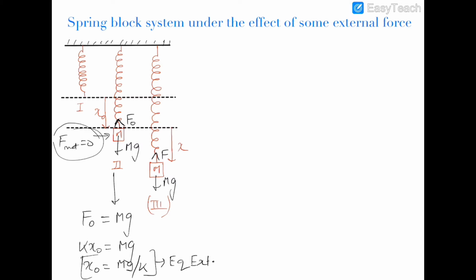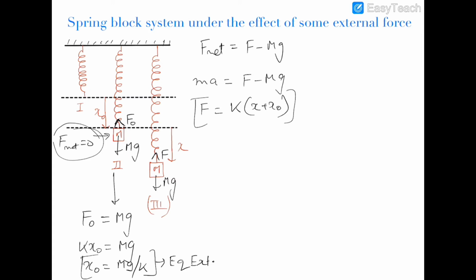So the net force, F net, is equal to F minus mg, and this net force is equal to ma, so ma is equal to F minus mg. Now you can see that this force F will be equal to k(x plus x naught), because we all know that in the formula F is equal to kx, this x is the displacement of the object from the mean position. So from the mean position you can see that the displacement of this block is x naught plus x.